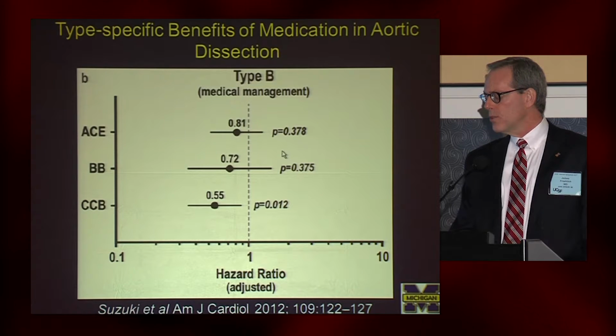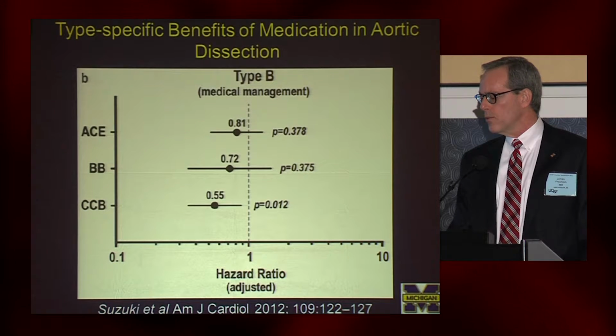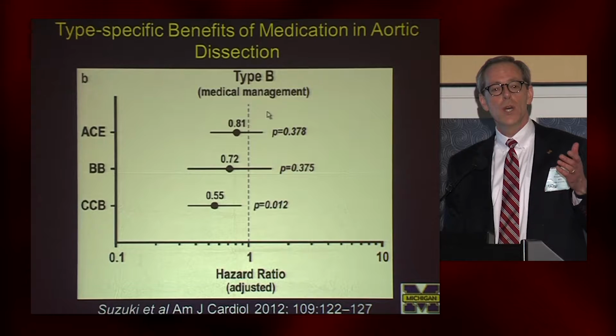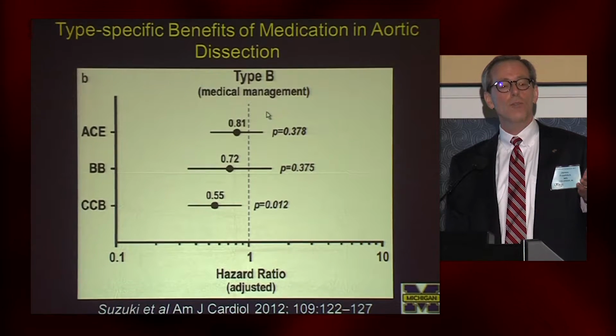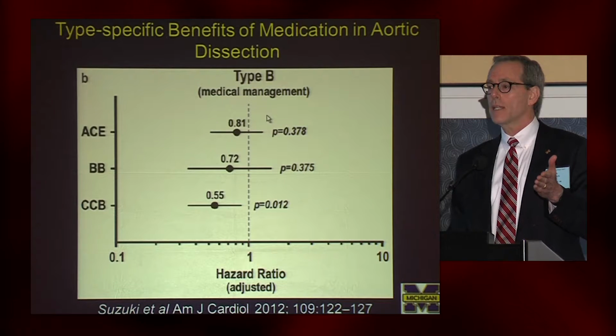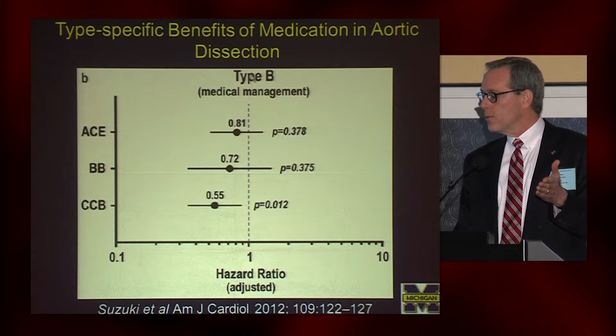Toru Suzuki, who was one of our IRAD investigators at the University of Tokyo, who's now at University of Leicester in England, he and I looked at chronic medical therapy to determine if there were any associations between type of medical therapy and outcomes. We actually were hoping and expecting to find that ACEs and ARBs were dramatically better. And what we found for the type Bs was actually not that.